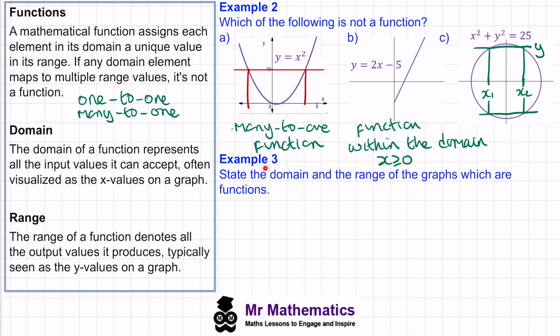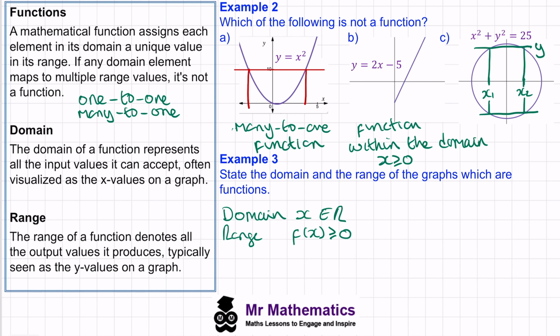So moving on to example 3, state the domain and the range of the graphs which are functions. So in question A, the domain includes all positive x values and all negative x values. So we say x is all the real numbers. And the range starts at 0 and goes upwards infinitely. So we can say f of x, the range, is greater than or equal to 0.